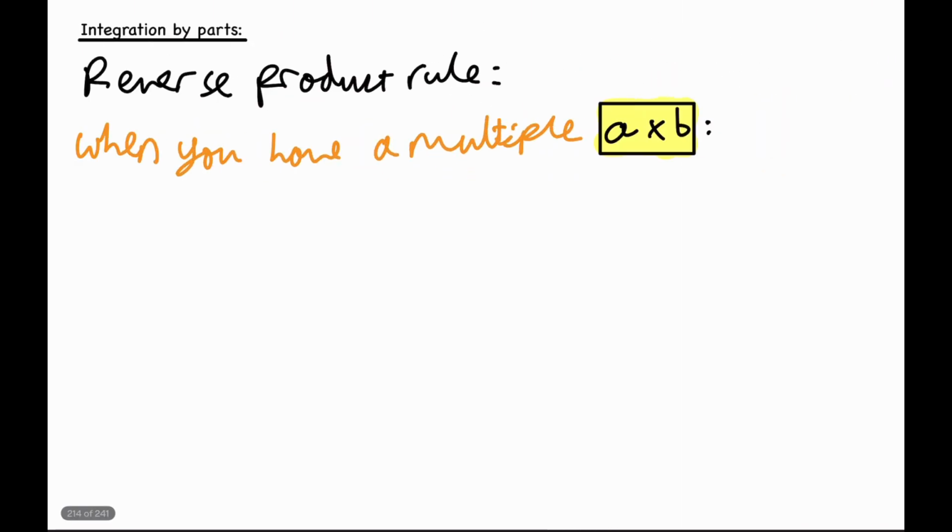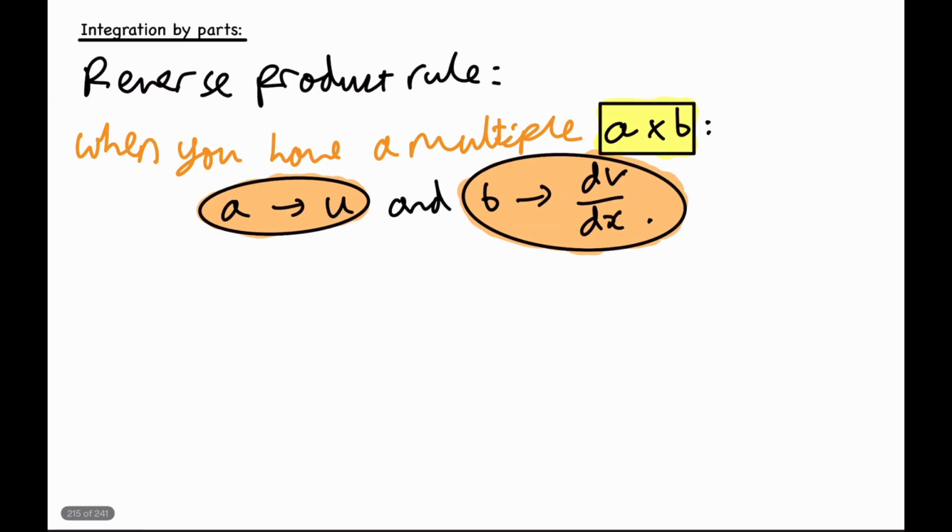So now let's move on to integration by parts. This is like the reverse of the product rule. When you have a function a times a function b, and you're trying to integrate this, you would make your a the u and your b the dv over dx. And it is very important to leave it in these forms. So one of your multiples becomes u and the other becomes your dv over dx.